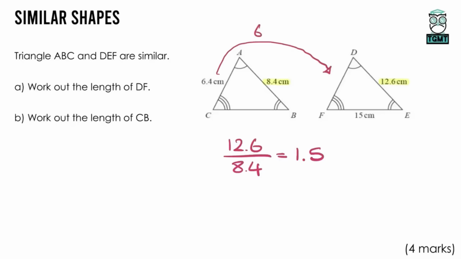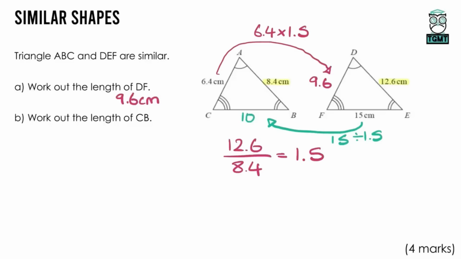To do that, we would do 6.4 multiplied by 1.5. And just make sure you use your calculator to get this right. And that comes out as 9.6. So there we go. That would be 9.6 centimetres. For the other part of the triangle, it says work out the length of C to B. Now that is going from the 15 back to the smaller triangle. So we would divide by 1.5. And we're doing 15 divided by 1.5. 15 divided by 1.5 is 10. So our answer for that would be 10 centimetres.